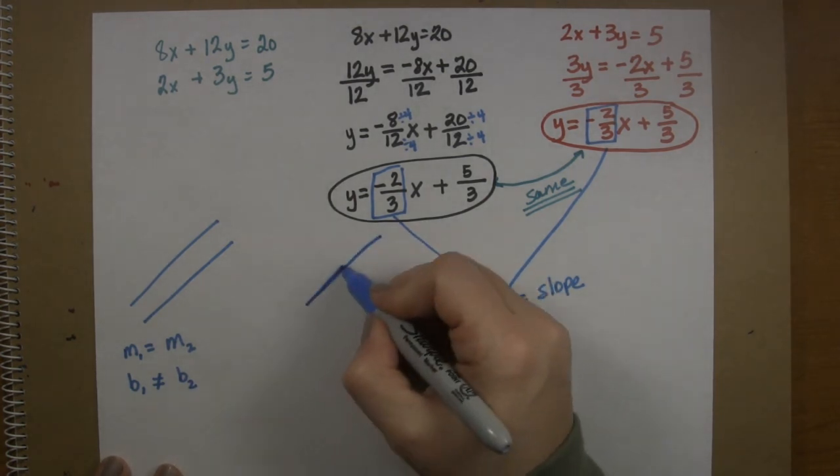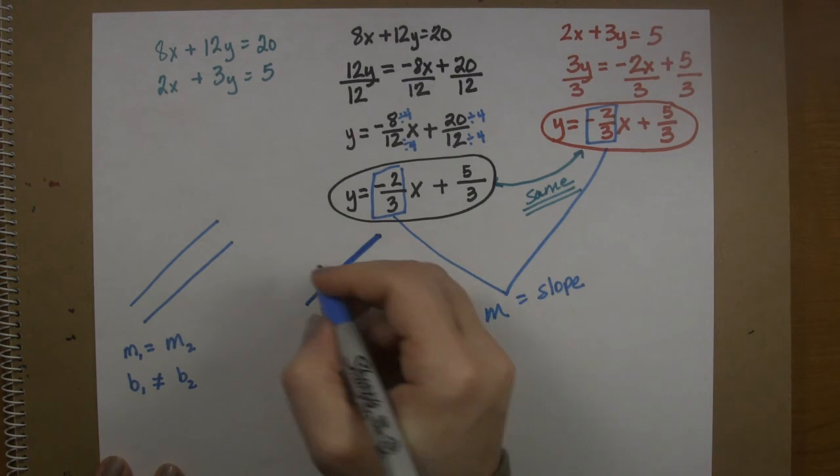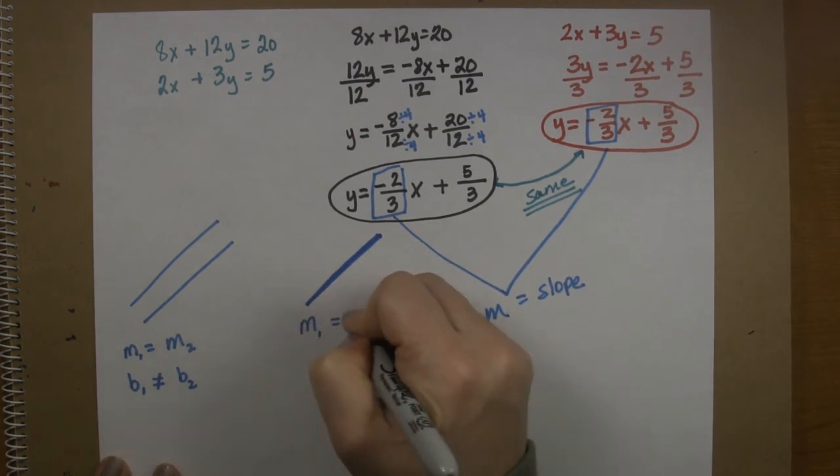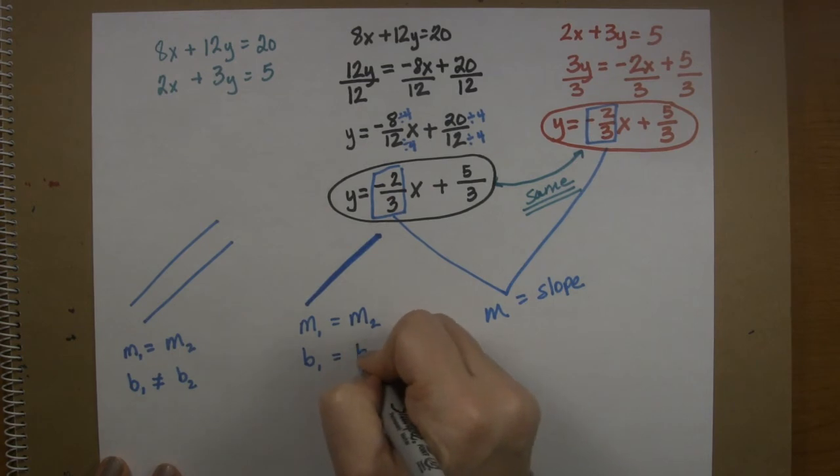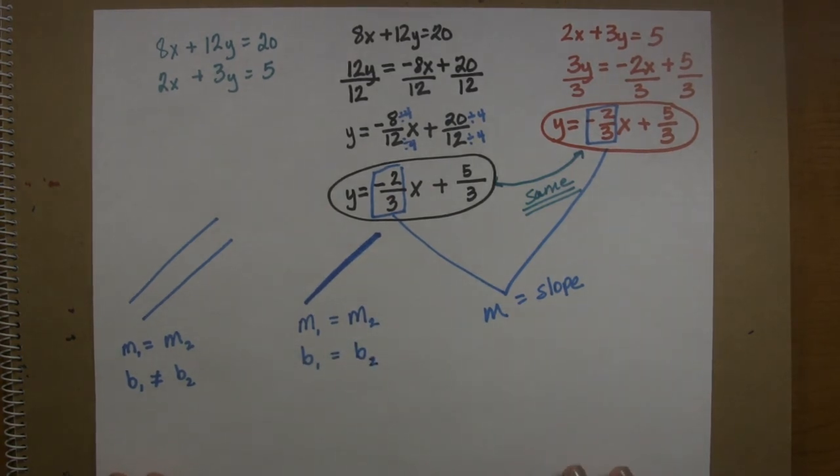Identical lines, which is two lines right on top of each other, that's where the two slopes equal and the two y-intercepts equal. So perhaps that's a good way for you to think of it. Let's do one more example, just to see if you're catching on.